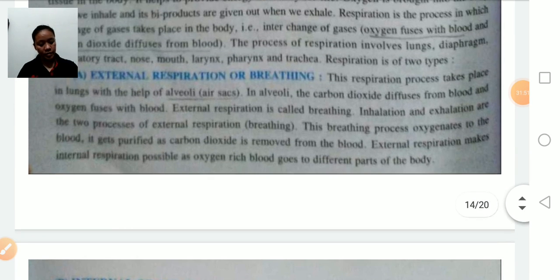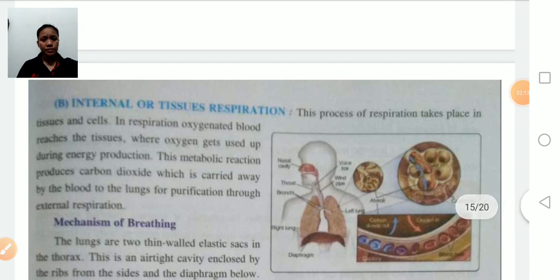In external respiration, the respiration process takes place in the lungs with the help of alveoli. In the alveoli, the carbon dioxide is diffused from the blood and oxygen is fused with the blood. In internal respiration, the process takes place in the tissues and cells.